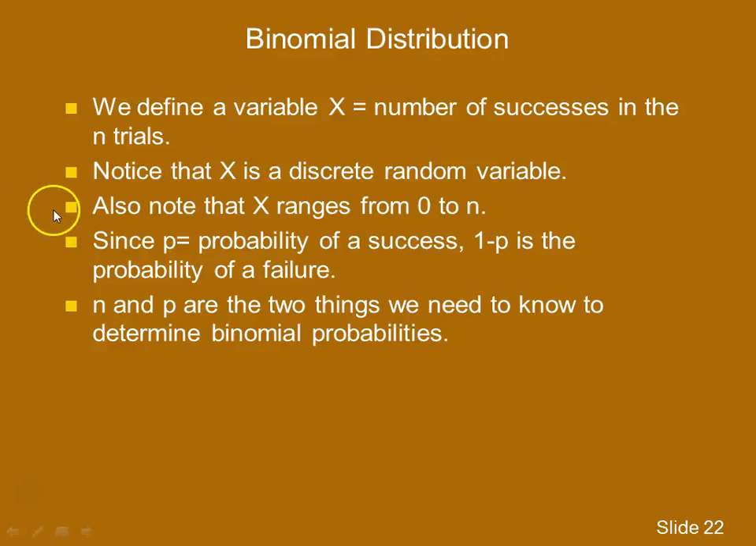Also note that a binomial variable x always ranges from 0 to n in terms of its outcomes. Imagine I flip a coin 5 times, and coin flipping, by the way, is a classic example of a binomial process. If I define x to be the number of heads, I could get 0 heads, or 1, or 2, or 3, or 4, or 5 in that experiment. So the values of my variable x range from 0 to n. As I said a minute ago, P is the probability of a success, and 1 minus P is the probability of a failure. N and P are the two things that we need to know to actually calculate binomial probabilities.